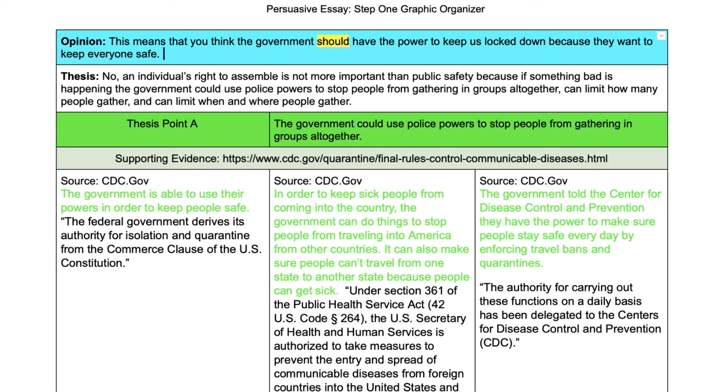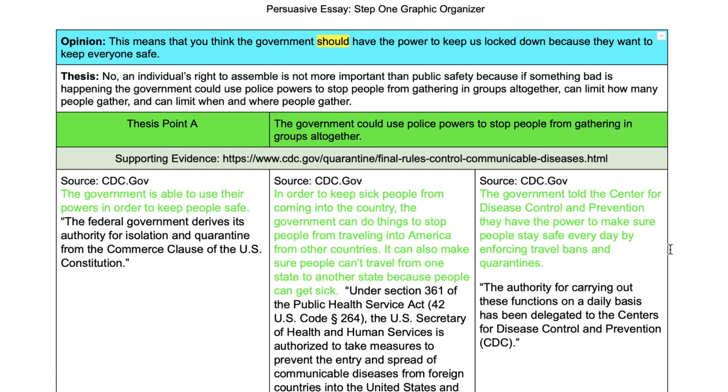And what do you think about this? I think the government is able to use their powers in order to keep people safe. In order to keep sick people from coming into the country, the government can do things to stop people from traveling into America from other countries. And the government told the Center for Disease Control and Prevention they have the power to make sure people stay safe every day by enforcing travel bans and quarantines. And then find the evidence.